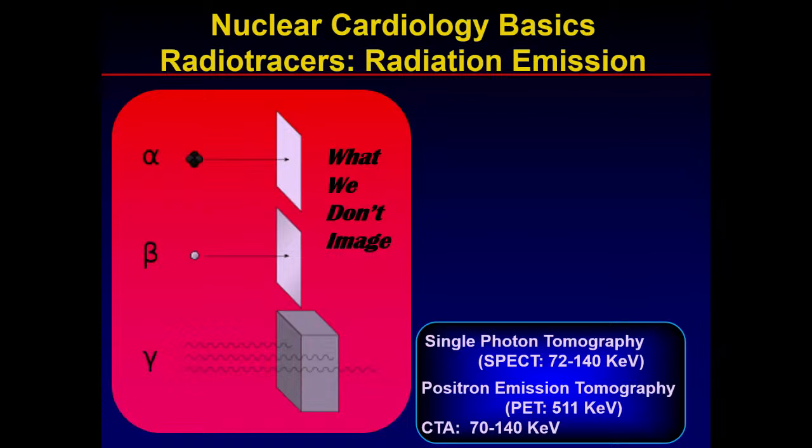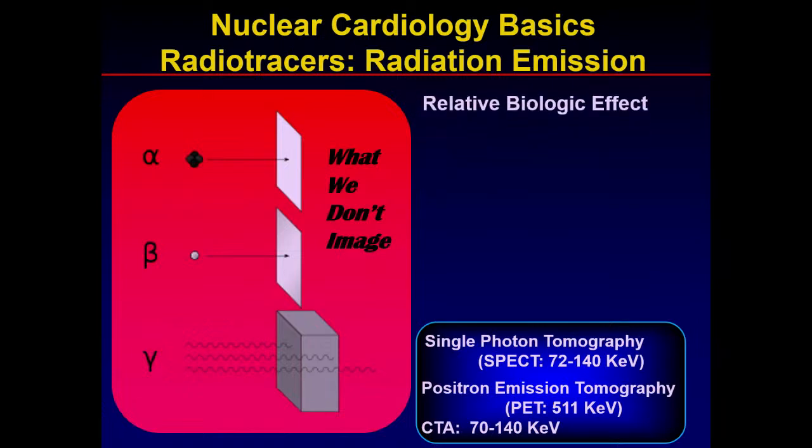We use different radio tracers. With SPECT imaging, we use thallium at times, which is 72 keV, and technetium, which is higher, 140 keV. And we also use energy like this in CT, ranging from 70 to 140 keV.